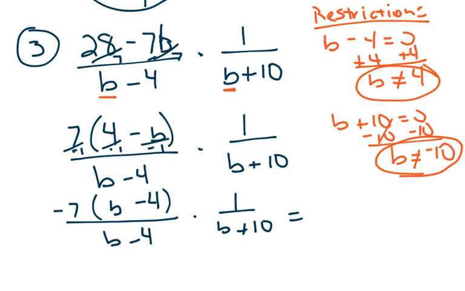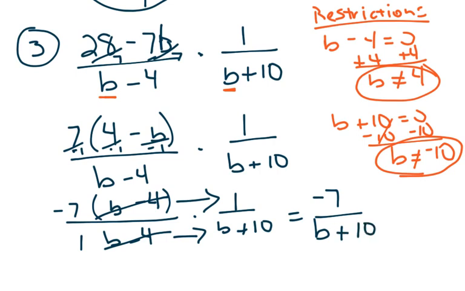I notice that I have a b minus 4 and a b minus 4 on top and bottom. So those can cancel each other out. b minus 4 divided by b minus 4 is 1. And then I'm going to multiply straight across. -7 times 1 is -7. And 1 times b plus 10 is b plus 10.